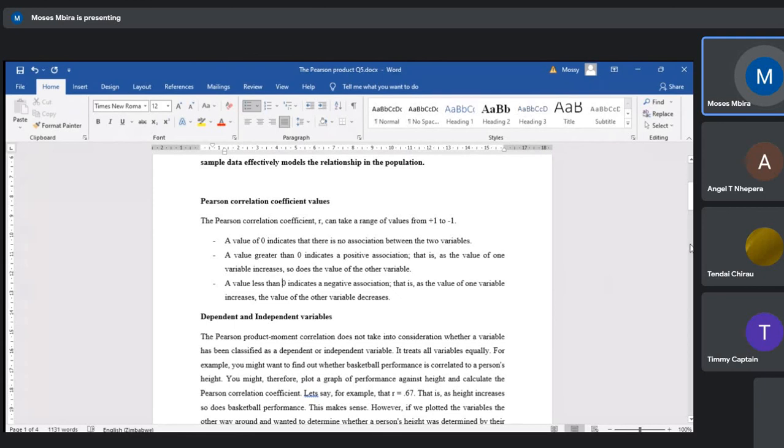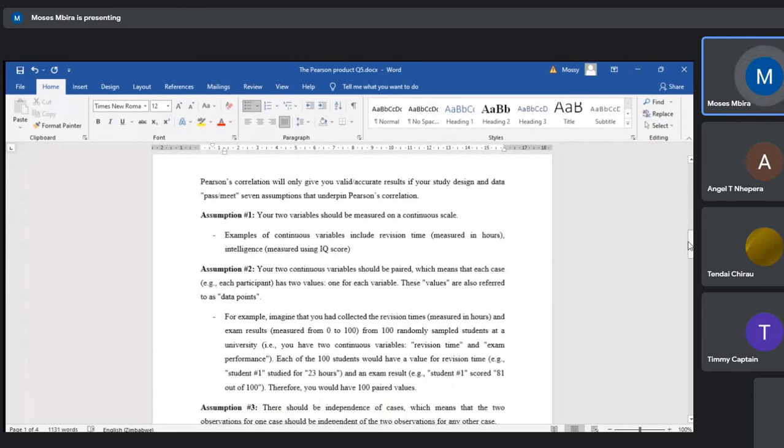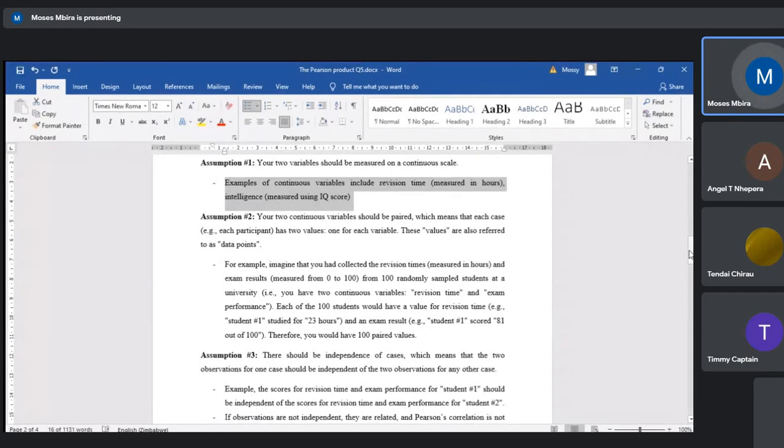Then maybe I read out the assumptions of the Pearson coefficient. The first assumption reads, your two variables should be measured on a continuous scale. I've included some examples for clarity purposes. I will forward the document in the group. The second assumption, your two continuous variables should be paired, which means that each case has two values, one for each variable. These values are also referred to as data points. I've also included an example for clarification.